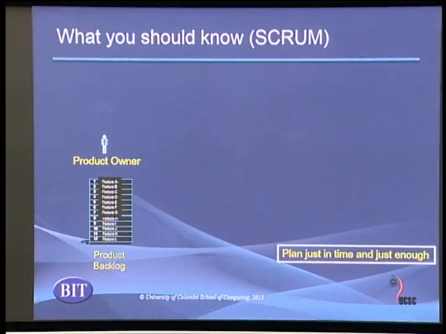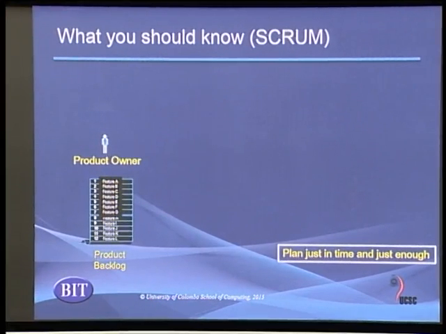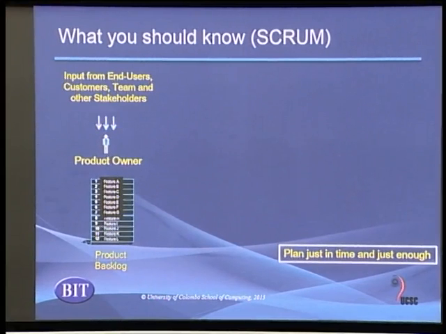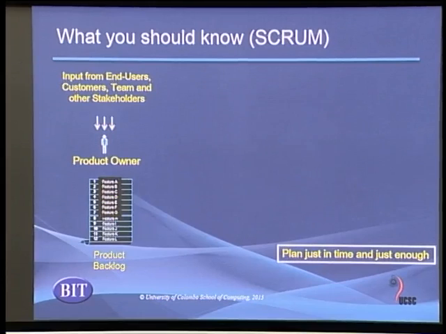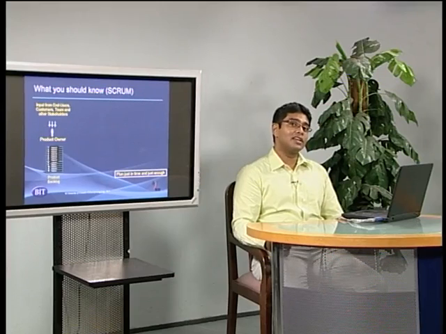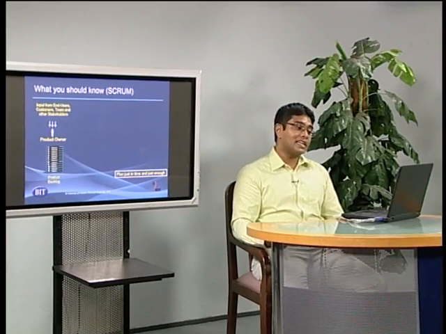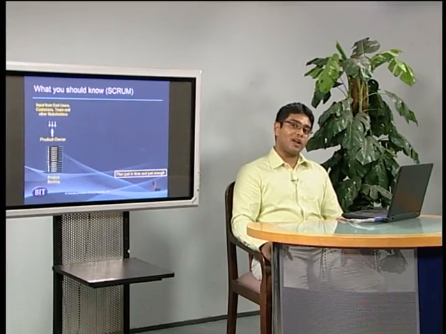Let's start with sprint planning. When it comes to sprint planning, you need to understand what the inputs are. Usually the end users, customers, the team and different stakeholders get together and give the requirements to the product owner. The product owner evaluates the requirements, prioritizes them and creates something called the product backlog. And now you should be able to explain what the product backlog is, and how the product owner creates it.